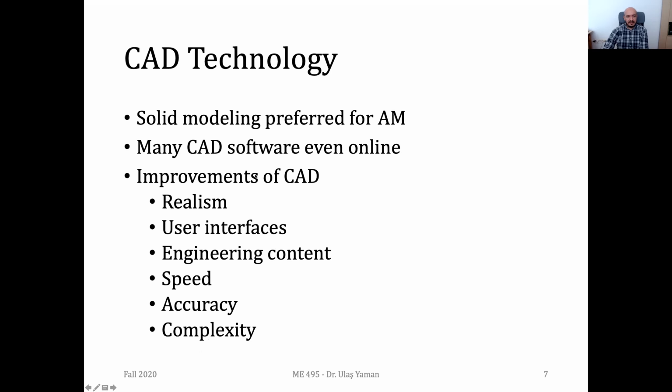And these days, we have many improvements in the CAD software. They are more realistic. They have better user interfaces. They have engineering components and engineering tools. You can perform analysis, such as finite element analysis, for the given configurations. We can do many operations in a smaller time. The speed is much better compared with the conventional, not the novel, CAD systems. And the accuracy of your models and designs is much better. You can easily design complicated parts.